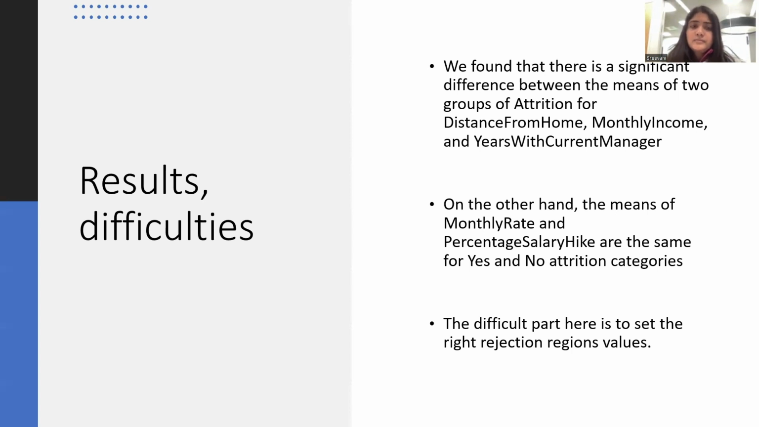As for difficulties, I think there are no difficulties in hypothesis testing, and a one sample t-test works. The only thing is to set the right rejection region values or the alpha threshold. But we just went with the standard 95% confidence intervals, 5% alpha value.